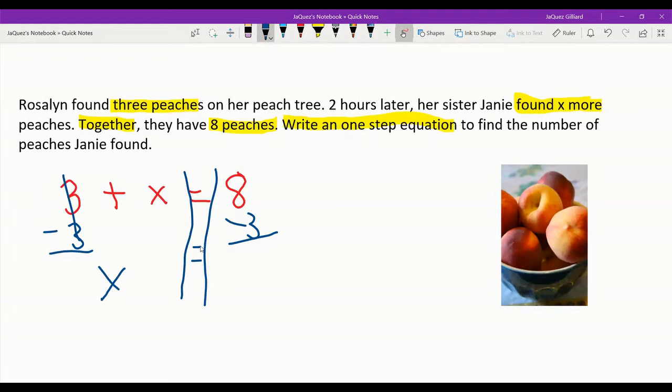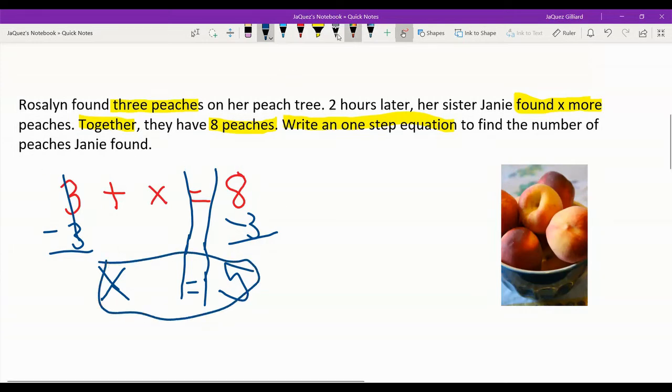All right. We already brought down our equal sign, but I think I'm going to bring it down a little bit lower just because I want it to be lined up. And 8 minus 3 is 5. Okay, let's draw this line so you don't think it's 15. So the amount of peaches that Janie found is 5.